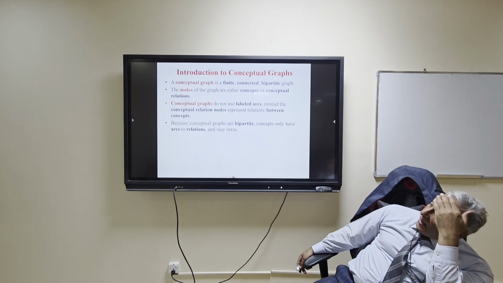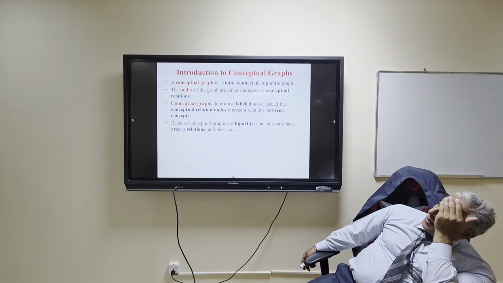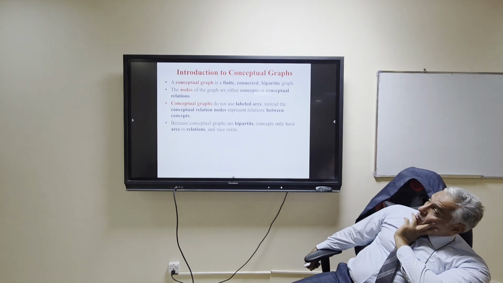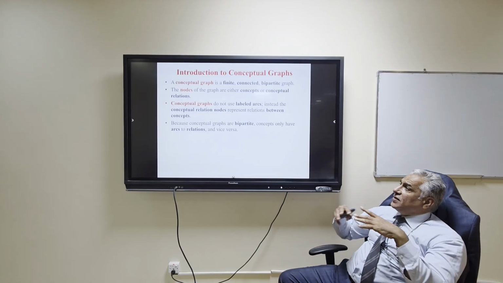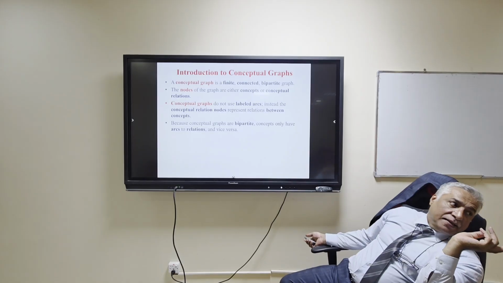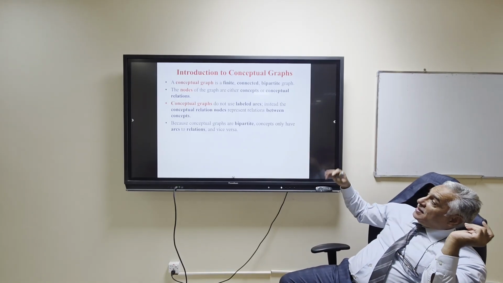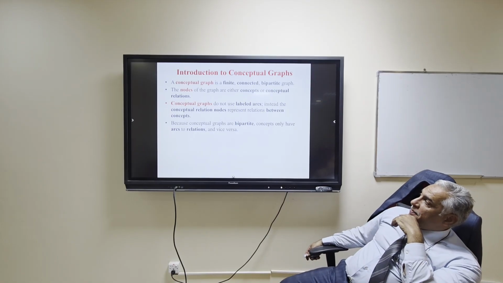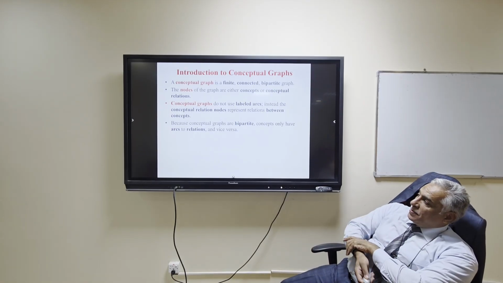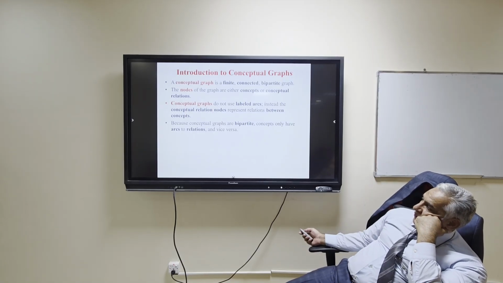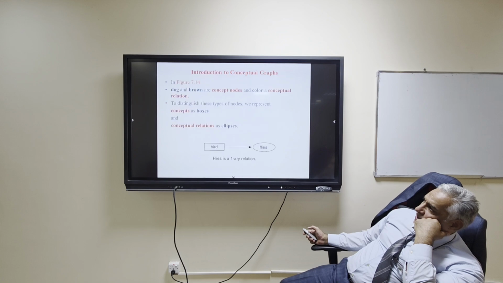Now the conceptual graph. A conceptual graph is a finite, connected, bipartite graph. The nodes of the graph are either concepts or conceptual relations. Conceptual graphs do not use labeled arcs, not like the semantic network that uses labeled arcs. Instead, they use conceptual relation nodes to represent relations between concepts. Because conceptual graphs are bipartite, concepts only have arcs to relations and vice versa.